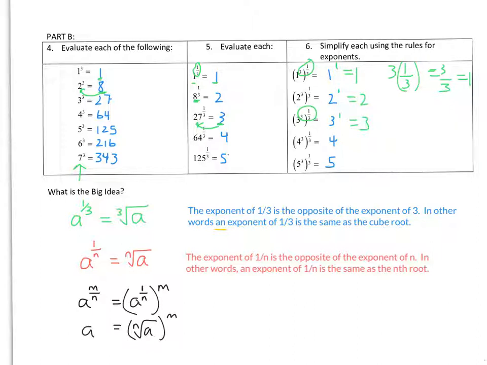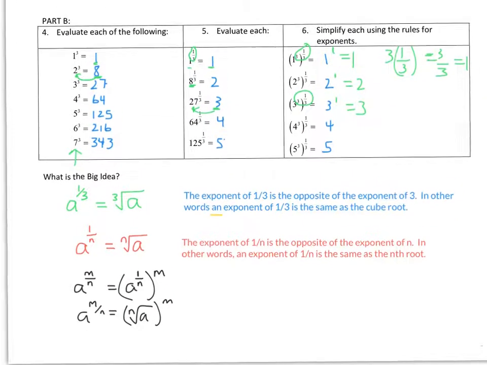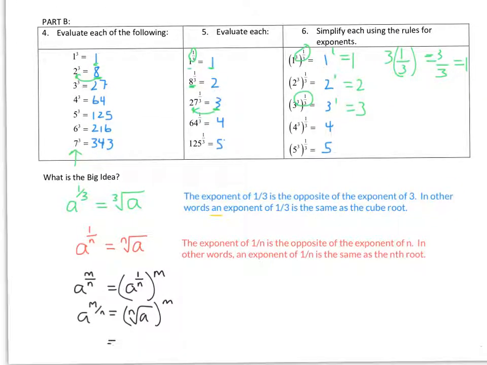So if your number on top is not a 1, it's no biggie. You're still going to do the nth root of the base, but then that answer gets the exponent of m. Another way that you could write that is that that is equivalent to doing the nth root of a to the exponent of m. So that m could go with the a under the root sign. So that works as well. Either way, you should get the same answer. So hopefully that makes sense.